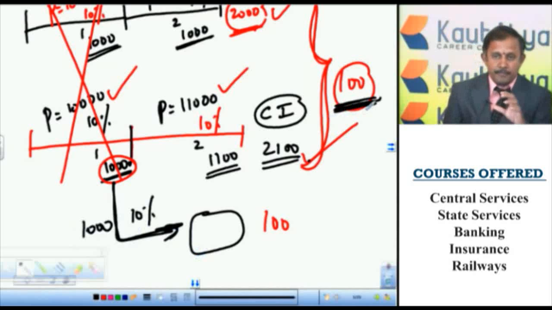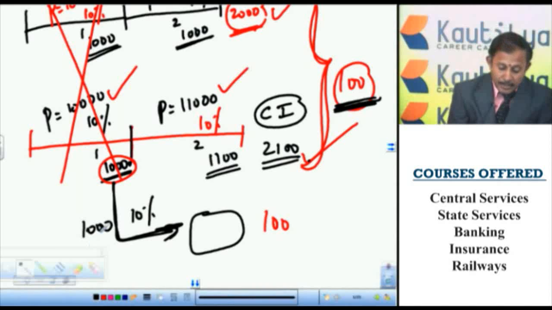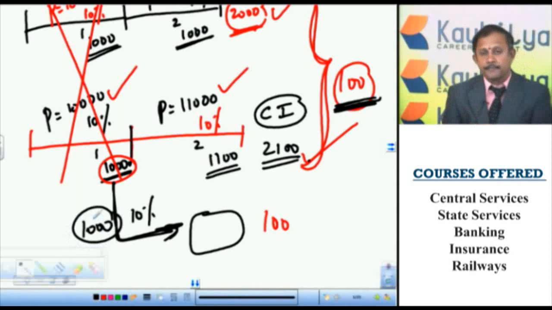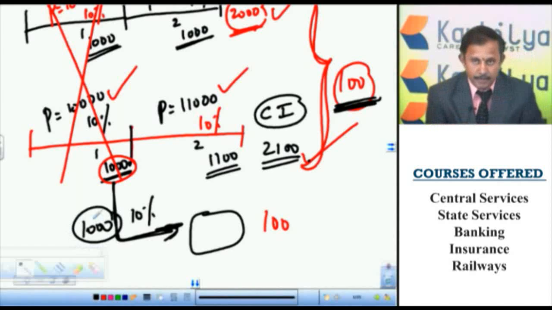So at this level, you have to put much more stress. The difference between compound interest and simple interest at the end of 2 years is nothing but the interest collected on first year's interest during the second year. So here the interest for the first year is 1000, and you have to collect 10% on this 1000 rupees, which is equal to 100.